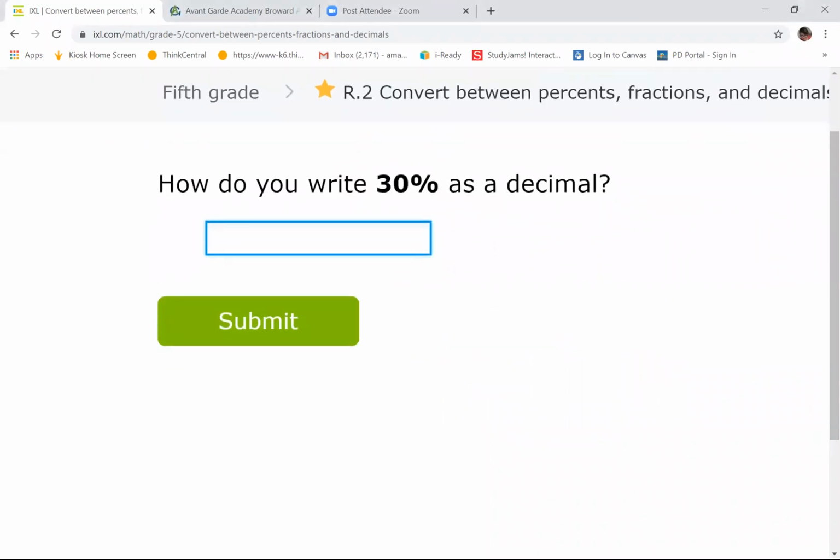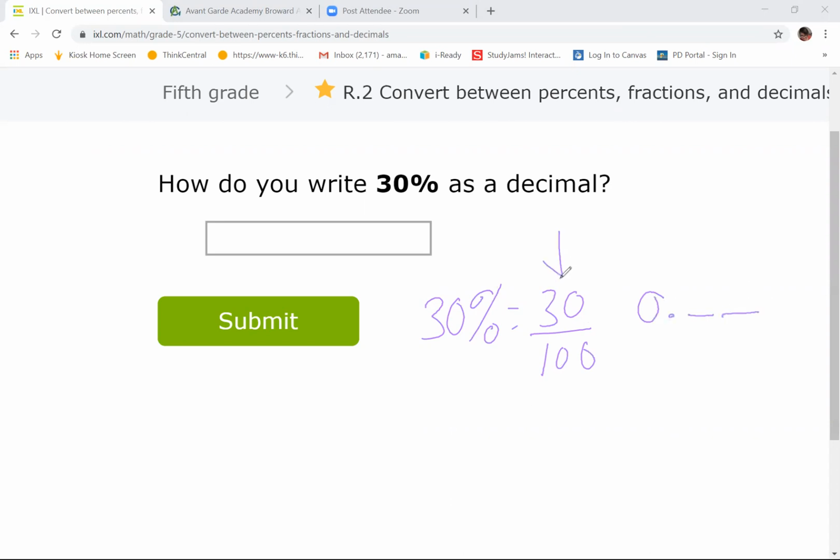How do you write 30% as a decimal? Well, let's think about that. We've got 30%, which means, see this 100? It means 30 out of 100. It means 30 hundredths. And remember with decimals, tenths, hundredths.